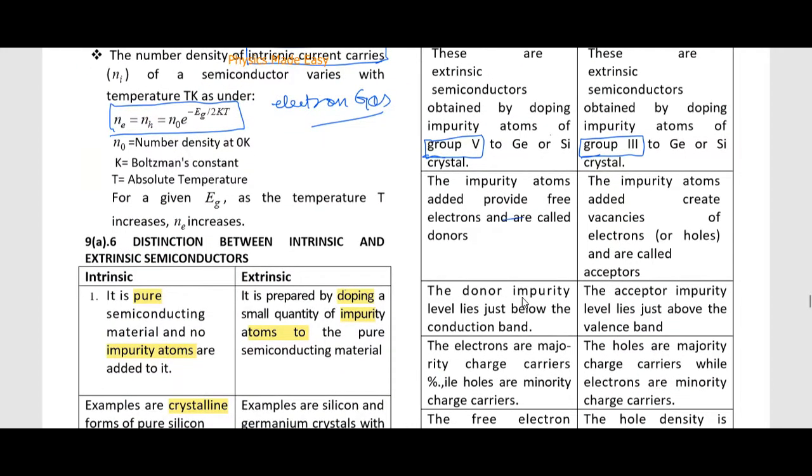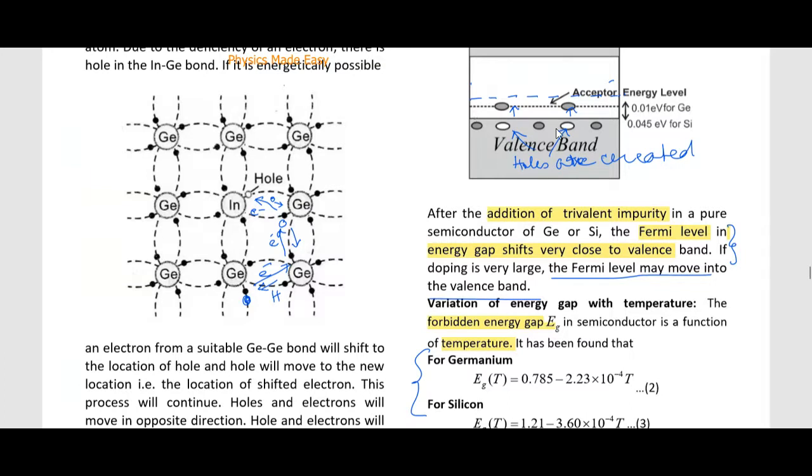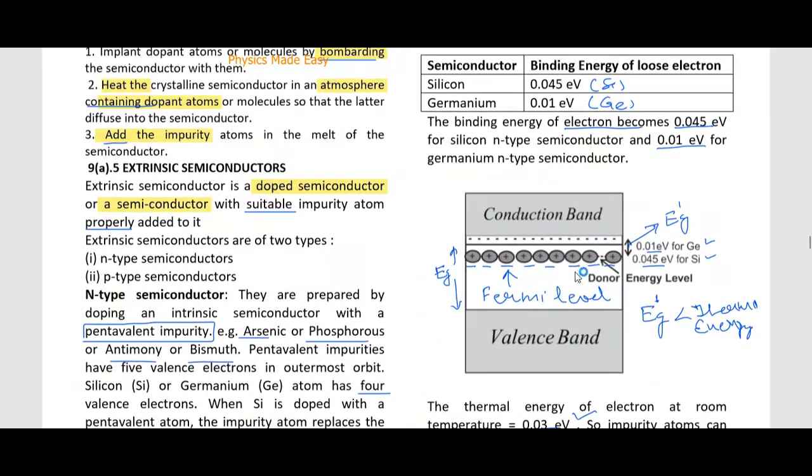Next, impurity atoms are added to provide free electrons in N type. In P type, they provide holes and they are called acceptors, and in N type we call them donors. The donor impurity level lies just below the conduction band, and the acceptor level just above the valence band. We have the diagrams: this is the acceptor level just above the valence band, and here the donor level is just below the conduction band.